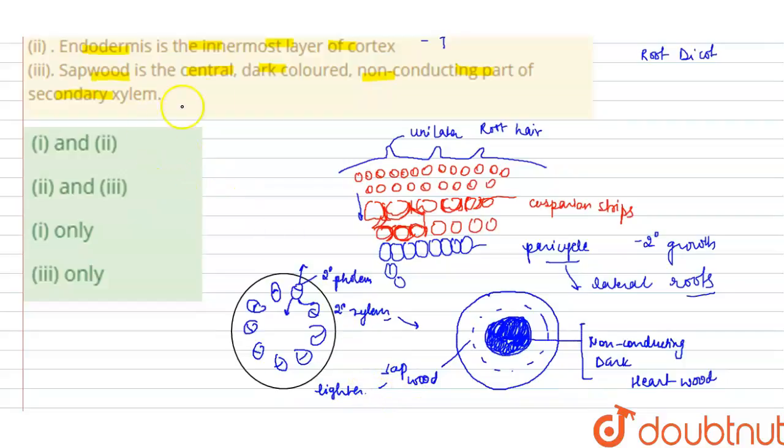So they are talking about the sapwood as the central dark colored, non-conducting area. No, it is not central and dark, but rather it is present on the periphery of the central dark area, and it is the conducting area of the secondary xylem. So this statement is a false statement. Hence, the correct answer is third. That is, the third statement is the false statement.